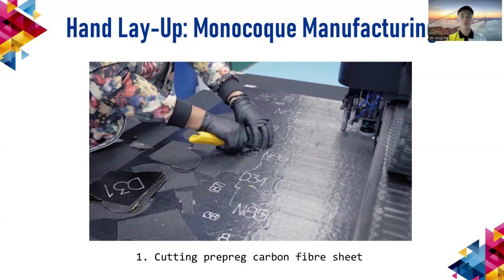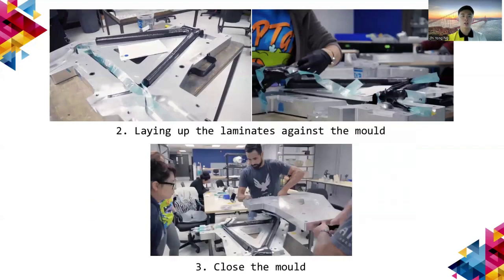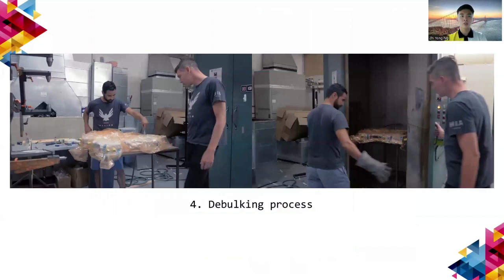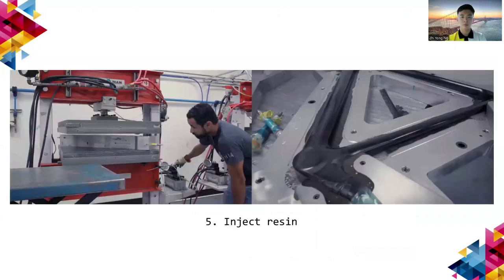the hand layup monocoque manufacturing technique. The first step of this technique is cutting the pre-preg carbon fiber sheet, and then the cut pieces are laid up and laminated against the aluminium mold. After the mold is closed, the mold will be taken for the debulking process, where the remaining air inside the laminates will be drawn out and the oven will heat up the resin within the pre-preg carbon fiber sheet.